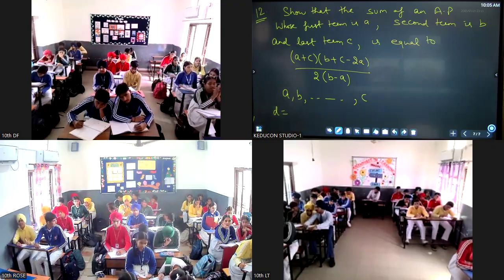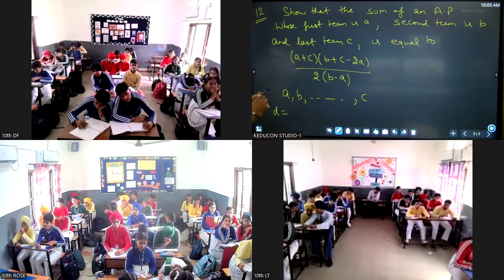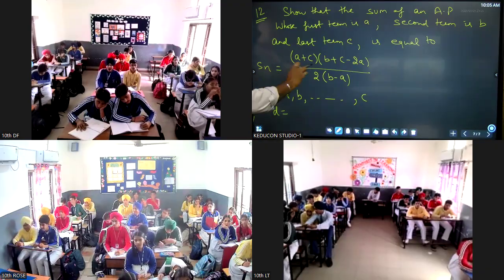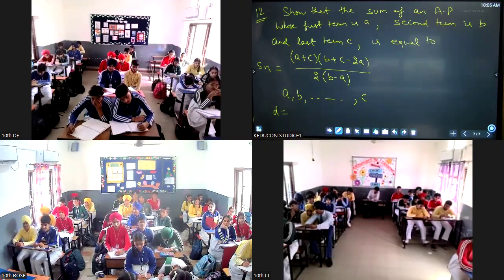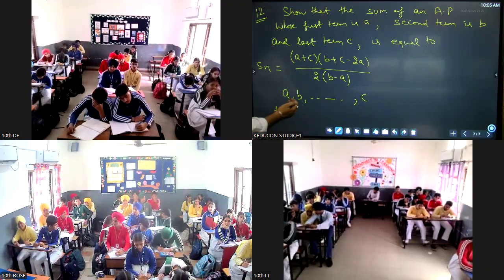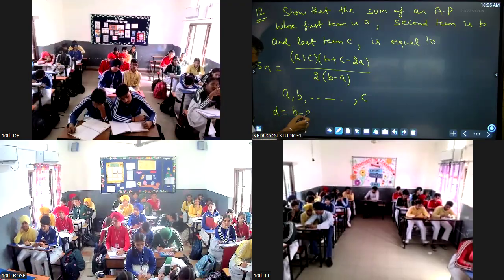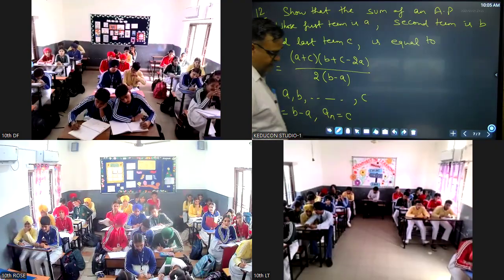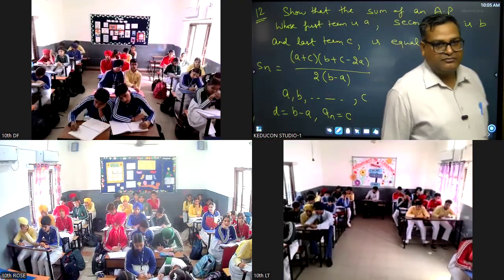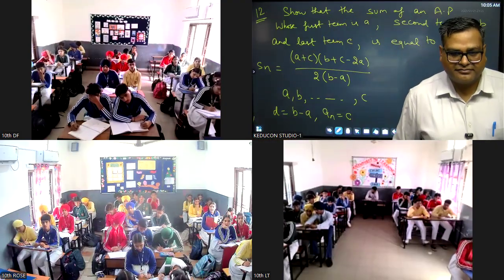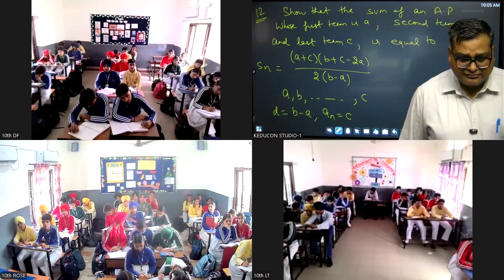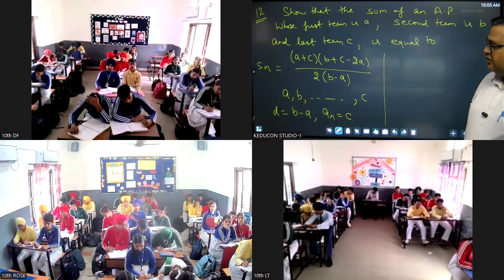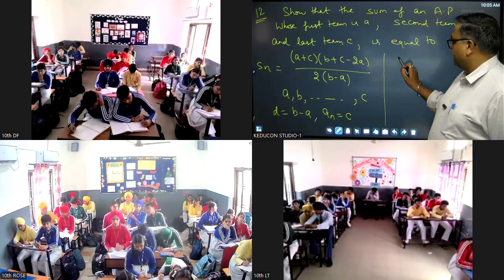Achha, we have to show the sum of this AP. We have to find Sn. We have to show this is the Sn of this AP. What will be the D? B minus A. And what is An? An equal to C. Any doubt, bachcho? Any doubt in this? Now, can we first find out the value of N? What will be the value of N?